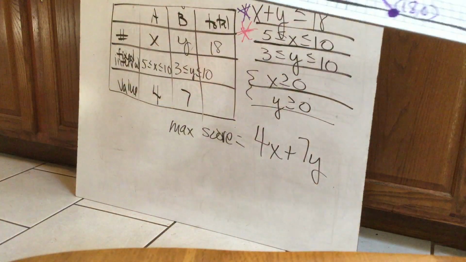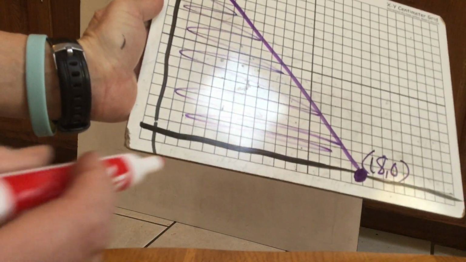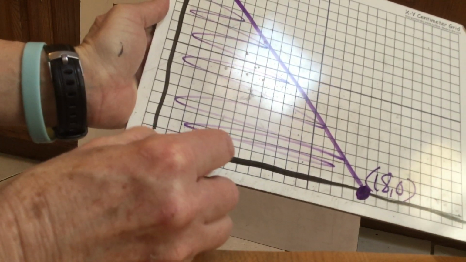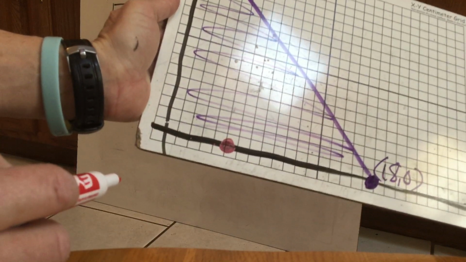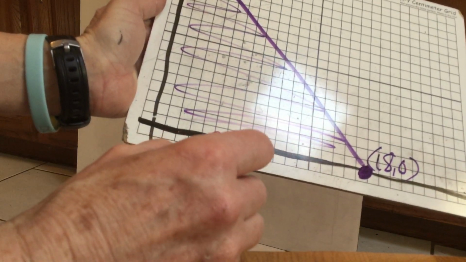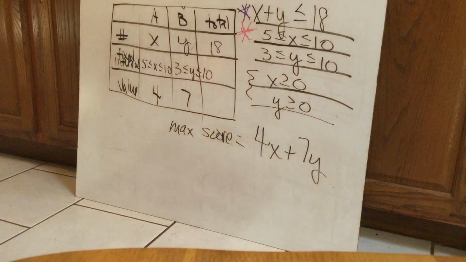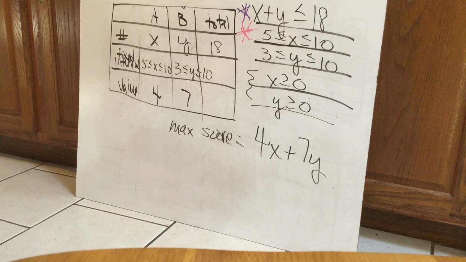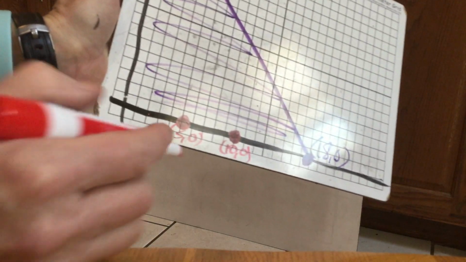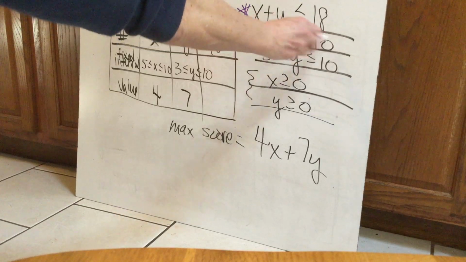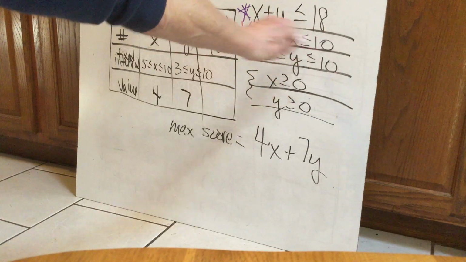So I'm going to go to my x-axis, and I'm going to put a dot at 5. 1, 2, 3, 4, 5. Right there. There's 5. And then you guessed it, I'm going to put another dot at 10. 6, 7, 8, 9, 10. So I have a dot at 5, 0, and a dot at 10, 0 on the x-axis, because these are x's. That's just x.